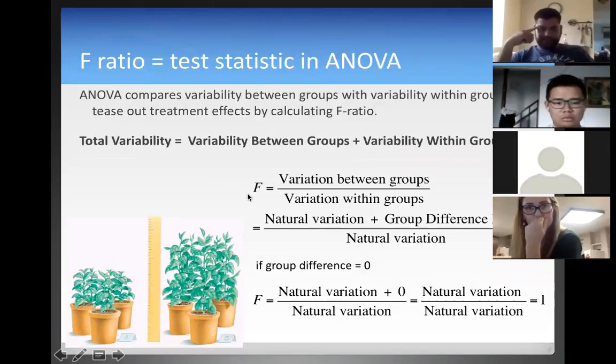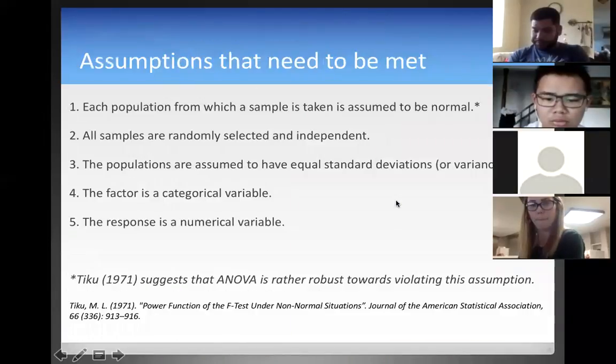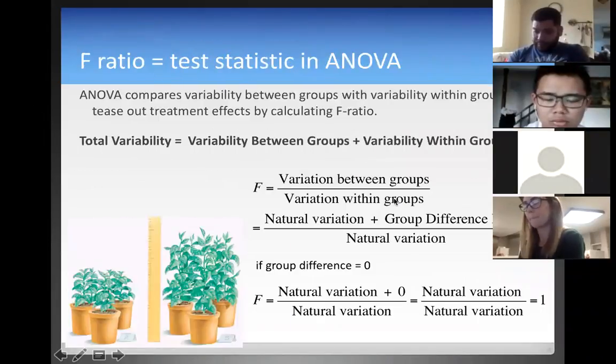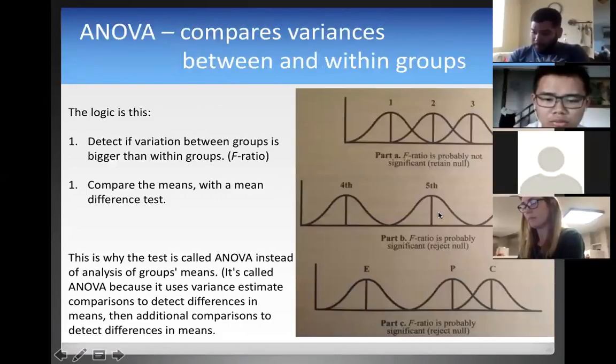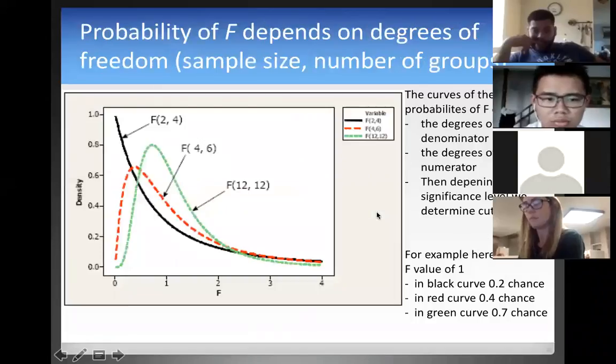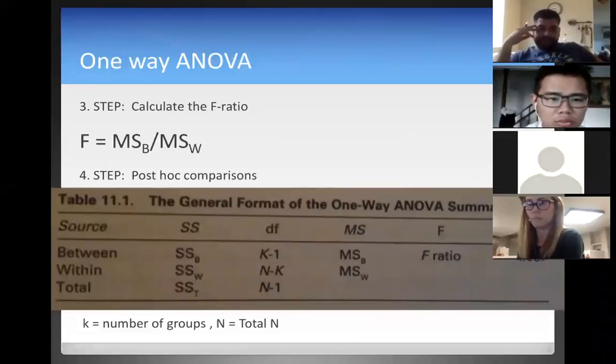So that's why we do this F-test. The F-test compares the variation between the groups, that's this here, between these groups. And then we compare it to the variation within the groups, this here. So the variation between groups has to be bigger than within groups. And if that is the case, then we get a significant F ratio here.